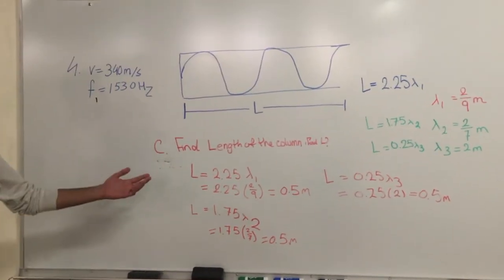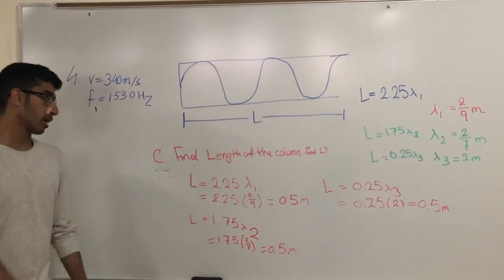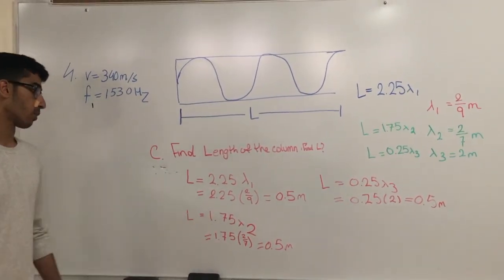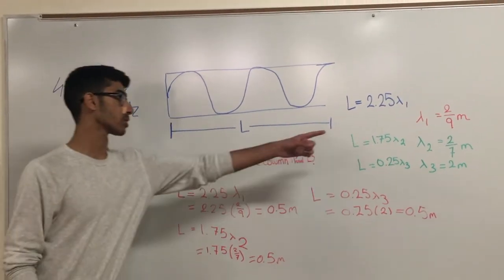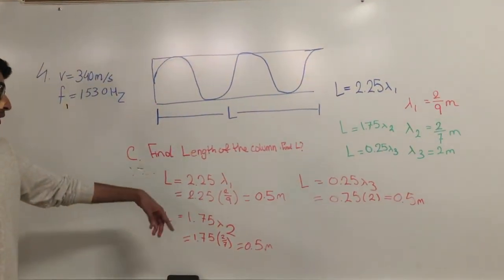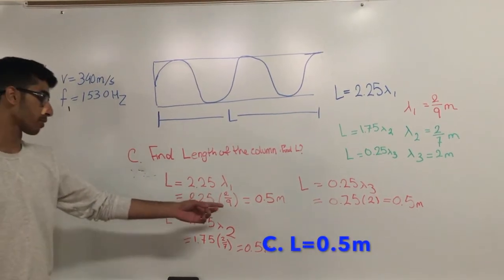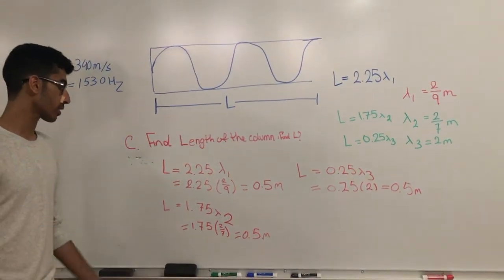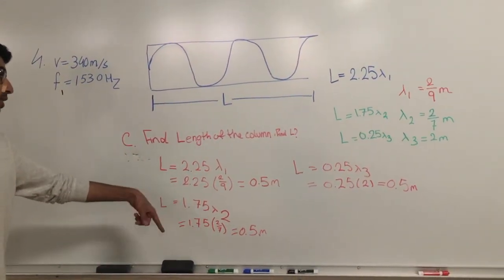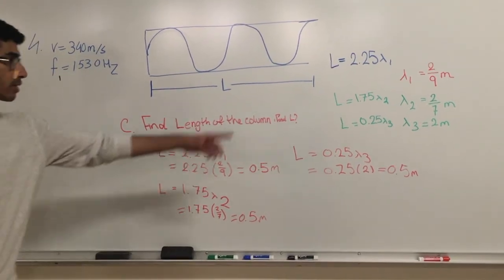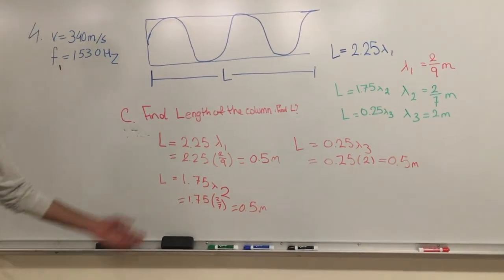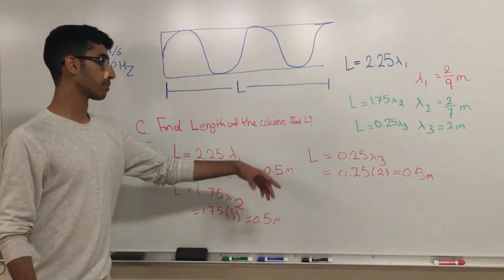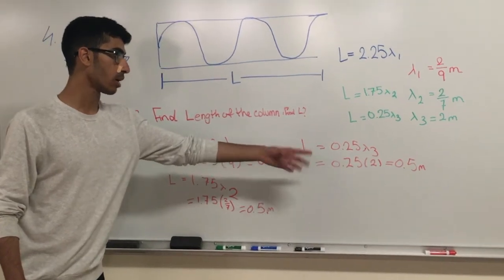In this part of the question, we were asked to find the length of the column L, and we have the length here equals 2.25 lambda 1. So we substitute this 2/9 as lambda 1, and we got 0.5 meters. We also did this a couple more times in different ways, where we substituted 1.75 times lambda 2, which is 2/7. We got that prior to this question, and we got the same answer. We also substituted with lambda 3, 0.25 times 2, and we got the same answer.